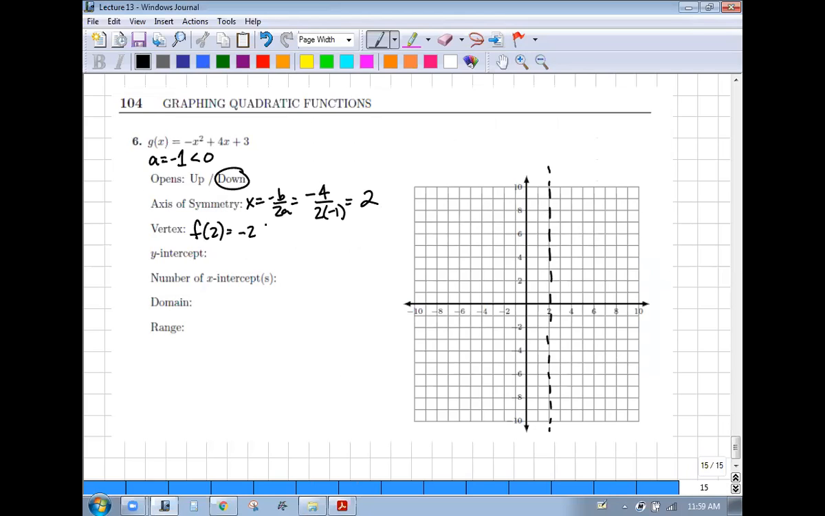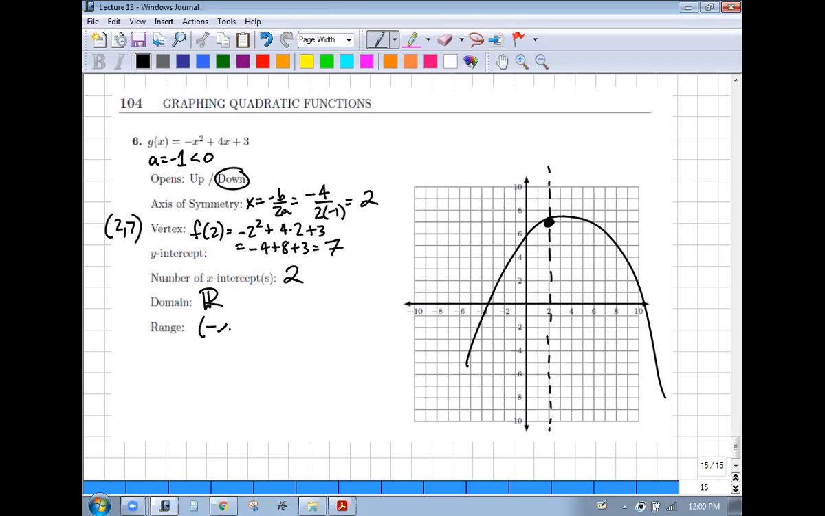We got a -2 squared plus 4 times 2 plus 3. So that's -4 plus 8 plus 3. 11 minus 4 is 7. So our vertex is at 2, 7. So we'd have to go up here to 7. There's our vertex. It opens downward, so it looks something like that. That tells us it's going to cross the x-axis twice. The domain goes forever right and left. The range, it goes down to -infinity. The highest value it gets going upwards is at 7.